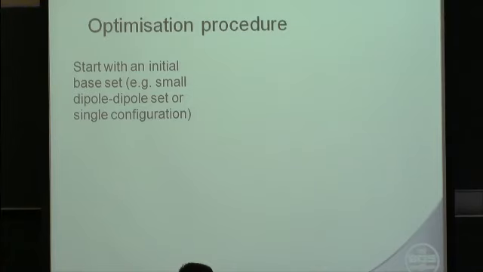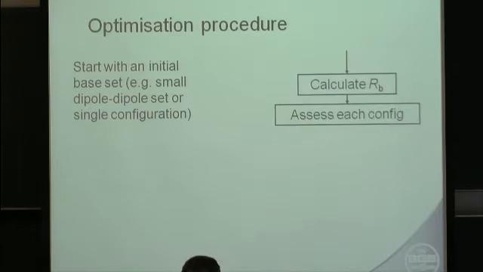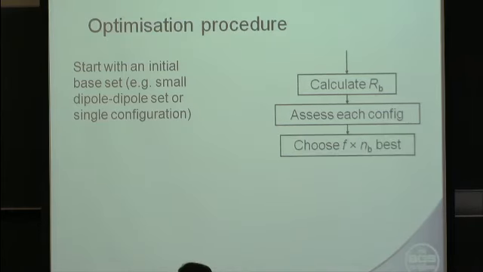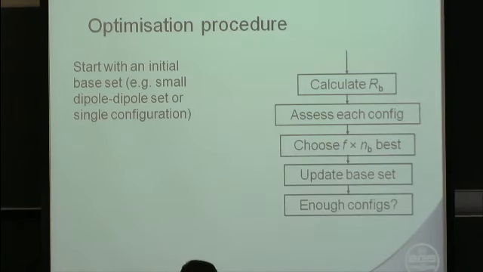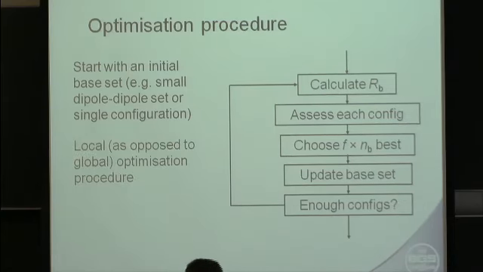If we start with a small base set, say a small set of these dipole-dipole configurations, then we calculate the resolution of that base set, assess the change that each configuration would make if it were included in the set, choose the top few best configurations to add in, incorporate those in the set, and go around the loop essentially until we've got enough configurations in our survey design. It's a local as opposed to a global optimization procedure.